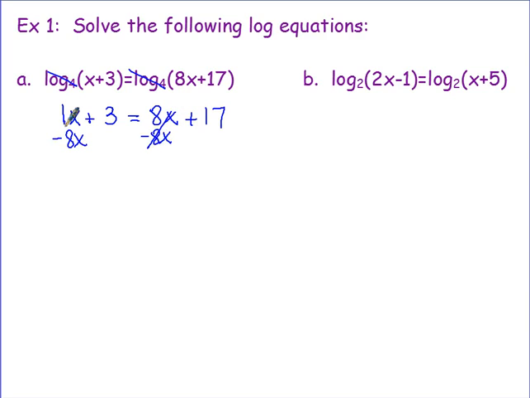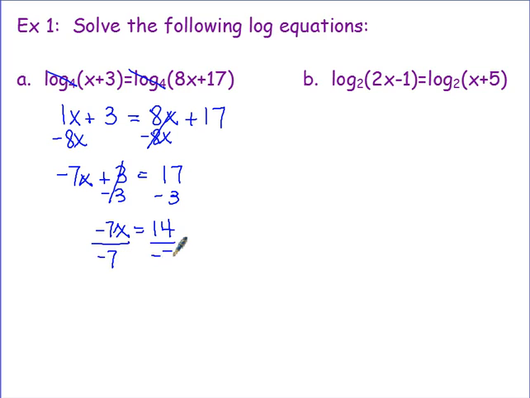1x take away 8x leaves me with negative 7x. I still have my plus 3. I still have my equals 17. So now I want all of my whole numbers together. So I'm going to move the 3 over here. So that means I have to subtract to make it cancel. So now I have negative 7x equals positive 14. To finish getting x by itself, I divide by negative 7. Those cancel, and I get x equals, if you take 14 divided by negative 7, you get negative 2.